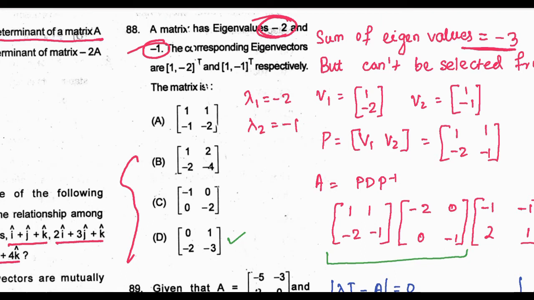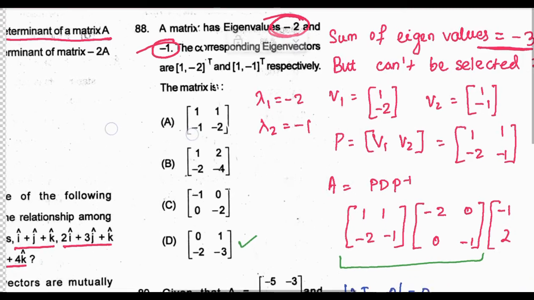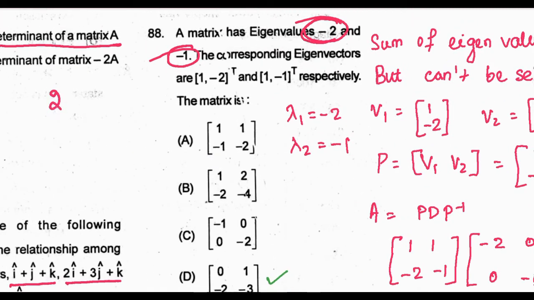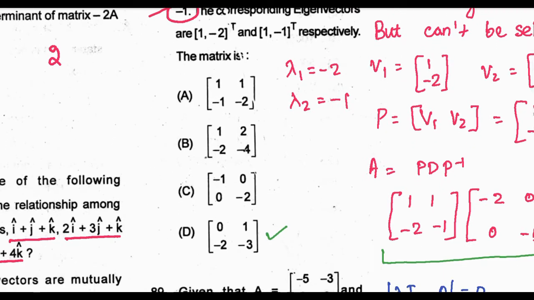We can also check that the product of the eigenvalues is equal to the determinant of the matrix. The eigenvalue product is -2 into -1, which is equal to +2. And what is the determinant of matrix A? It will be -2 plus 1, which is equal to -1. So this is not the answer. Again here, -4 plus 4 is 0.